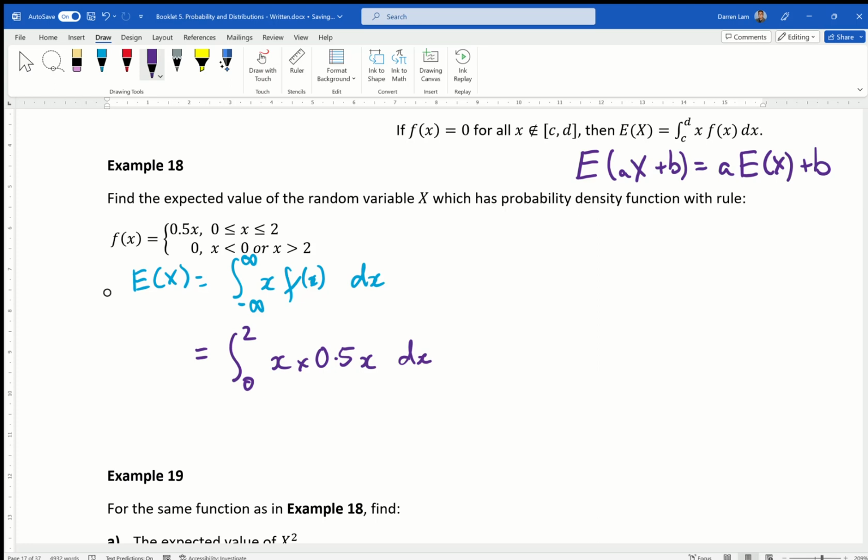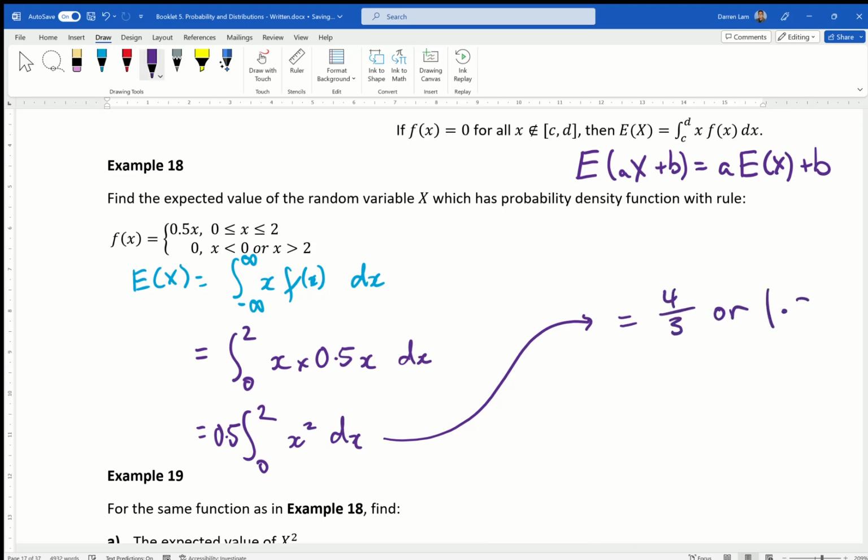We can take out the 0.5, which gives us 0.5 multiplied by the integral from 0 to 2 of x squared dx, which gives us an answer of 4/3. So that's the expected value.